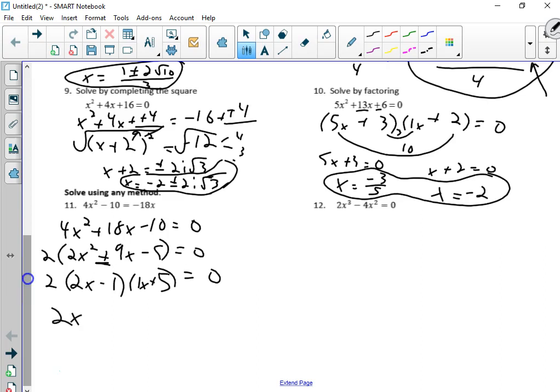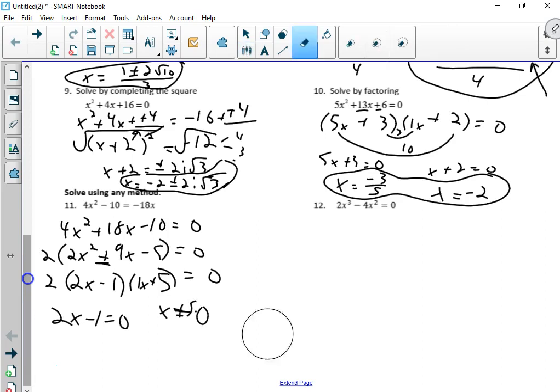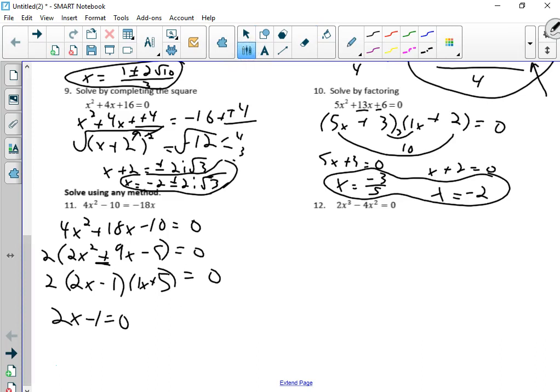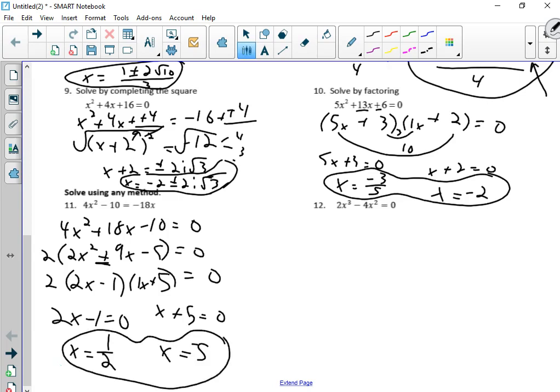Now, I don't need that 2 anymore for this one. I set it equal to 0, both of them. x plus 5 equals 0. So, what am I going to do here? I'm going to add 1 and divide by 2. And here I'm going to subtract 5. So 1/2 and negative 5.